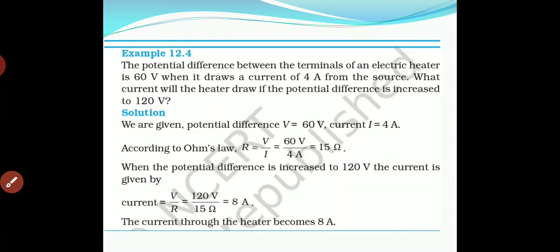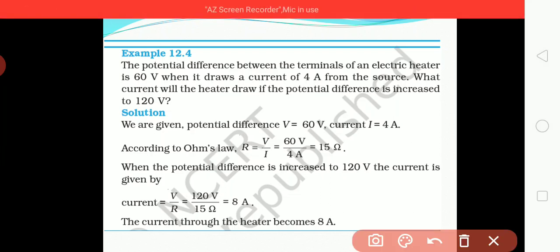Now the second example. It is given that the potential difference across the terminals of an electric heater is 60 volt when it draws a current of 4 ampere. Our current is 4 ampere and our potential difference is 60 volt. What current will the heater draw if the potential difference is increased to 120 volt?